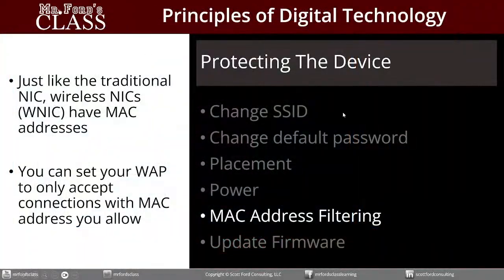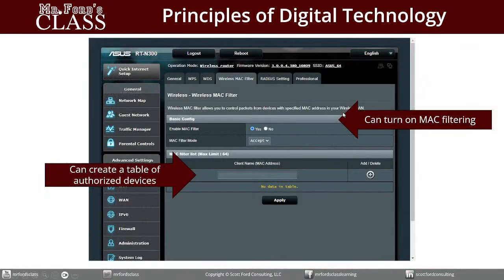On the back end of your router, you can have things set where you only allow certain MAC addresses to connect. So let me show you what this looks like. Here in this particular router setup, I can limit network access to only the MAC addresses that I want. Now, this can be a tremendous pain in the butt, okay?